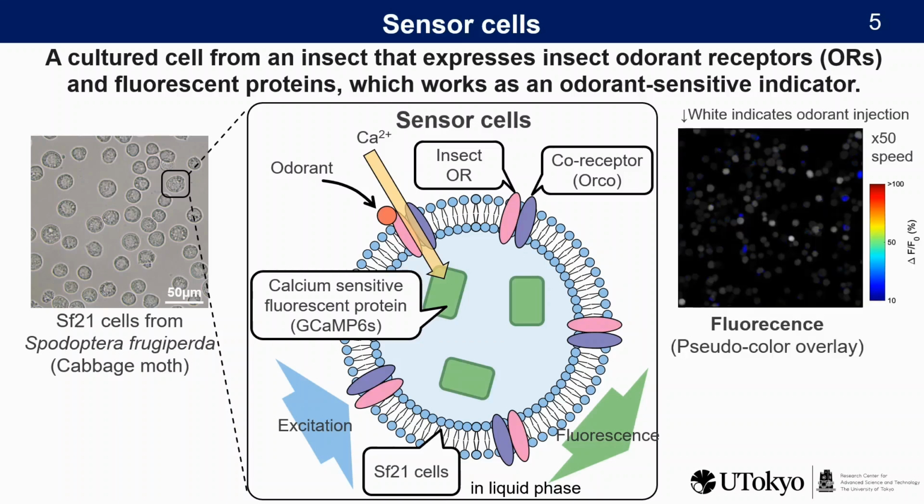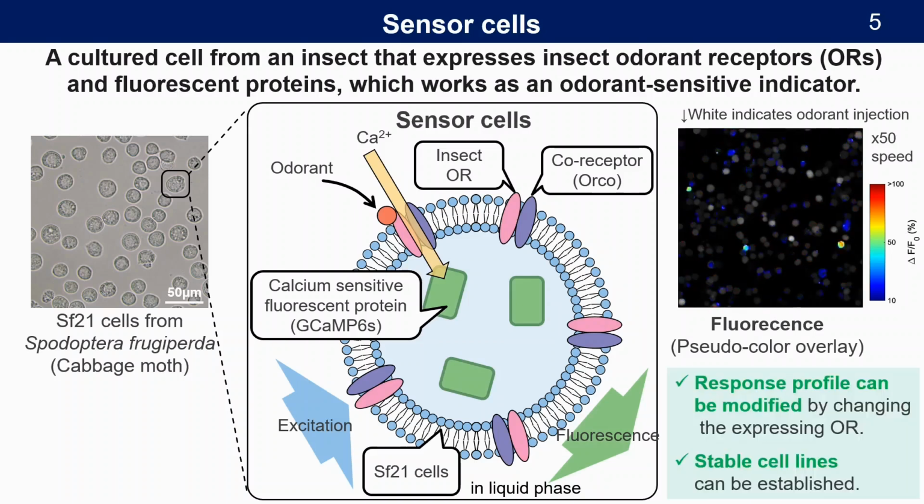So this cell works as an odorant-sensitive indicator. The right figure shows an example of fluorescence. This figure shows the sensor cell response with the false color overlay. You can see the increase of fluorescence intensity when the cell responds to an odorant. One of the advantages of the sensor cell is that the response profile can be modified by changing the expressing receptor.